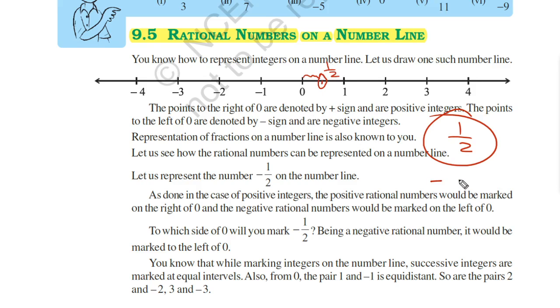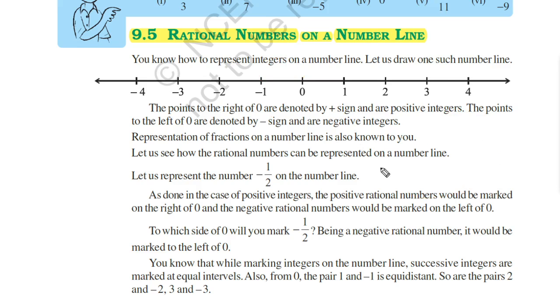Similarly we can mark minus 1 by 2. Minus 1 by 2 means out of 2 parts you have to take minus 1 part. So we will first create 2 parts and we have to take minus 1 part. So in 0 to minus 1, we will mark a point in this area. As we have divided 0 to minus 1 into 2 equal parts, this point will be minus 1 by 2.